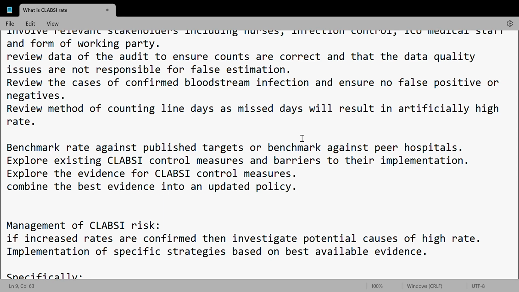Explore the evidence for CLABSI control measures. So what is the current evidence? And then combine the best evidence into an updated policy.